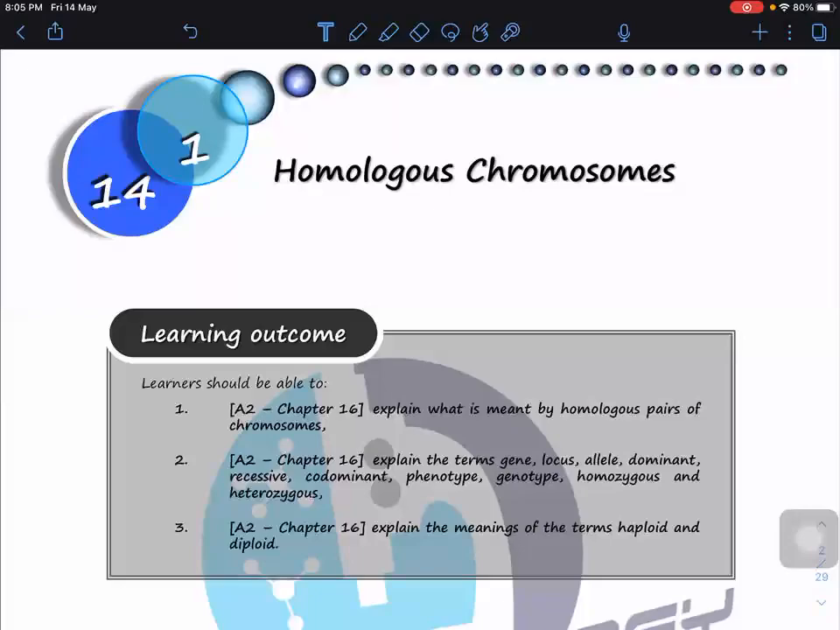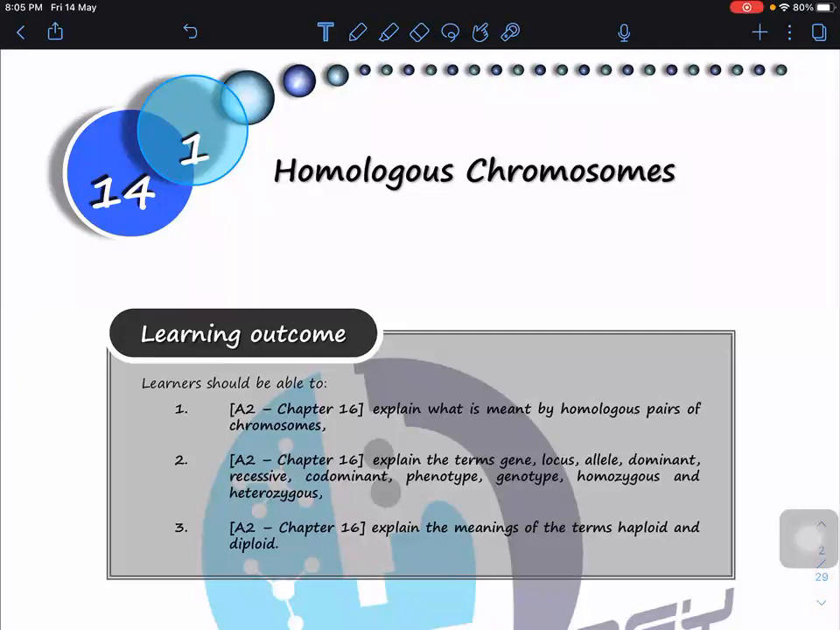So for this topic, it actually falls into chapter 16 according to our syllabus, okay? But why 14? Because of the way I arrange my notes. I've arranged it as chapter number 14 that I teach my students, okay? But in the learning outcomes here, you can see that it belongs to chapter 16, which is inherited change.